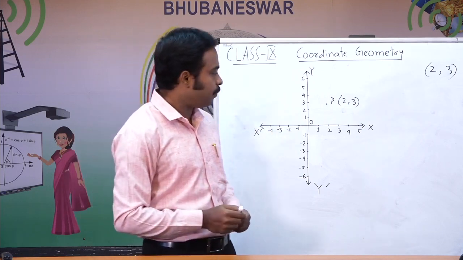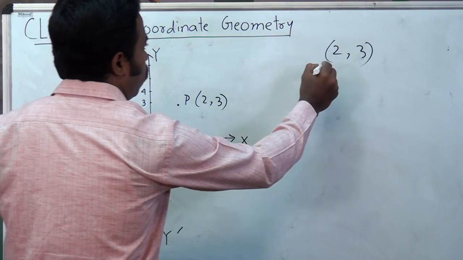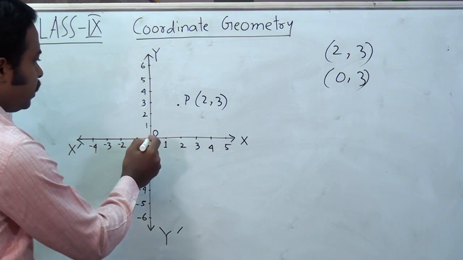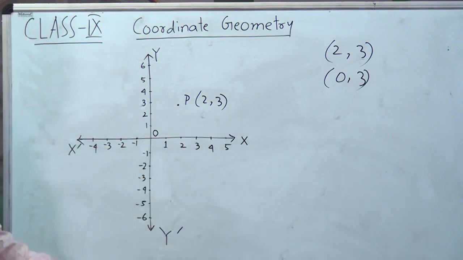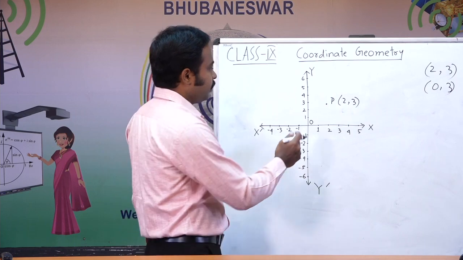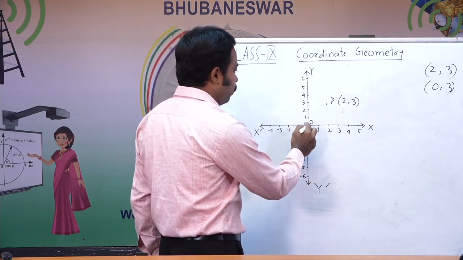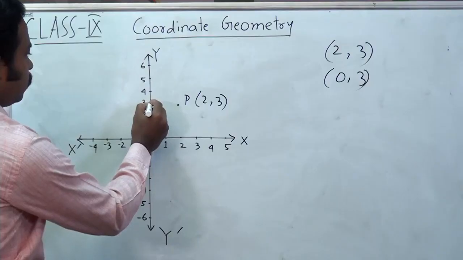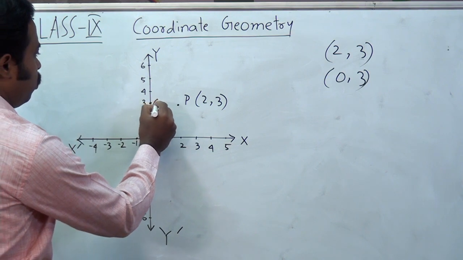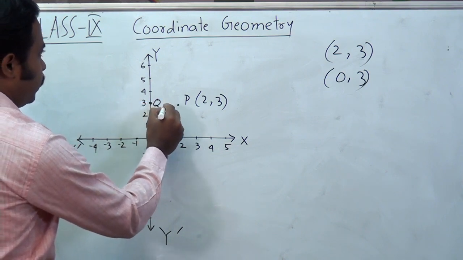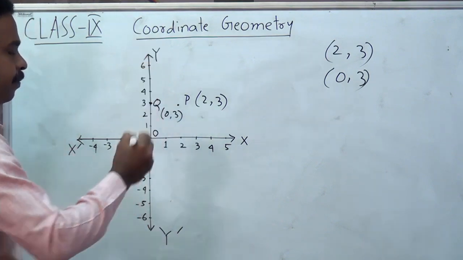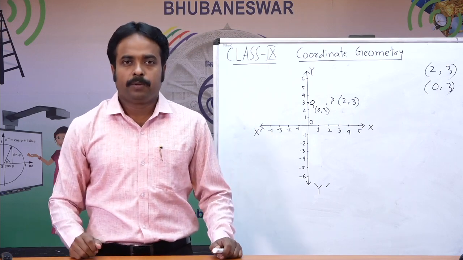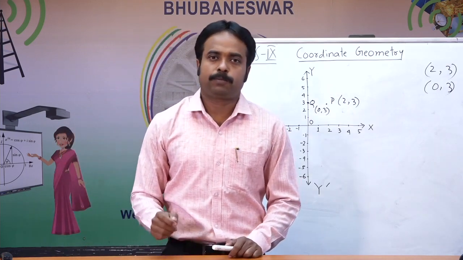Now if we want to plot the point 0, 3, this is lying on the y-axis. That means the x component is 0 and the y component is 3. So if we take this as Q, then this point is 0, 3. So in this way, if the coordinates are given, very easily we can plot the point.